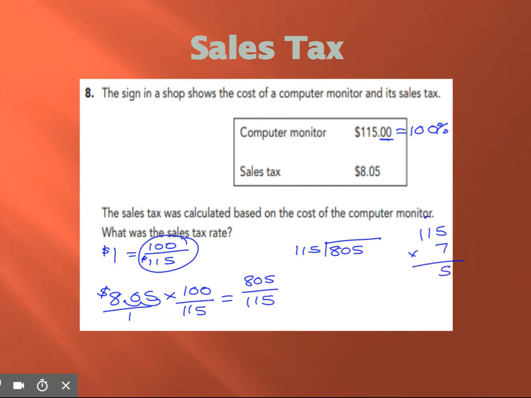7 times 5 is 35. 7 times 1 is 7, plus 3 is 10. And 7 times 1 is 7, plus 1 is 8. So since it's the exact number, I can say accurately that 7% is the sales tax. So again, essentially, you're setting up a fraction, and then you did multiplication, and then you did division. So just like we've been practicing, you're always going to do multiplication and division combined for these types of problems.